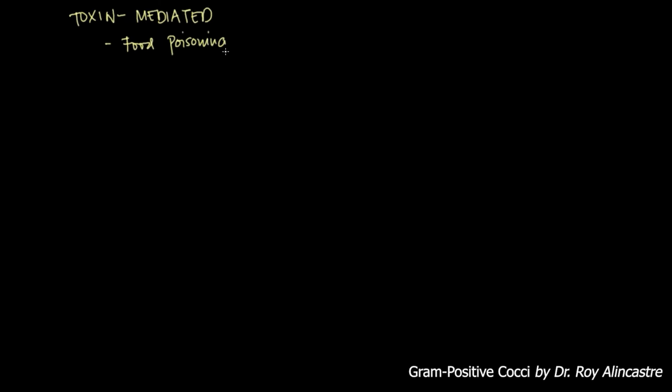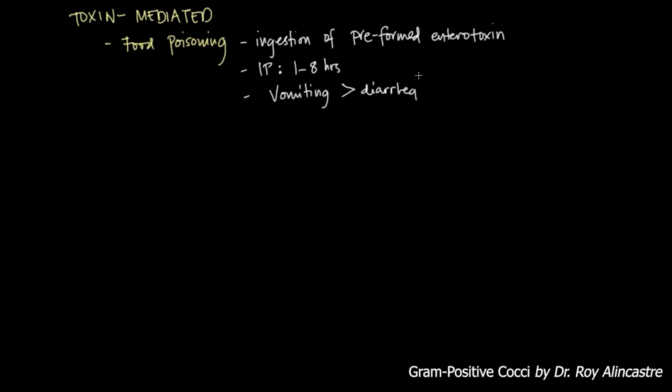Food poisoning is caused by ingestion of enterotoxin that is pre-formed in food. Hence, it has a short incubation period, around 1 to 8 hours only. In staph food poisoning, vomiting is typically more prominent than diarrhea. So this is associated with foods such as custards, sauces, cream pastries, processed meats, potato salad, or dressings that have been contaminated during preparation, and then left unrefrigerated for a few hours.